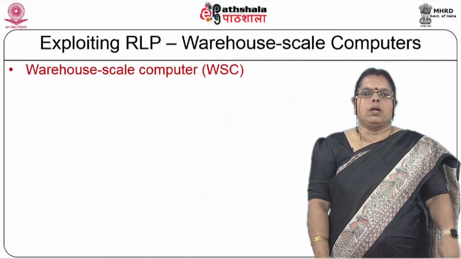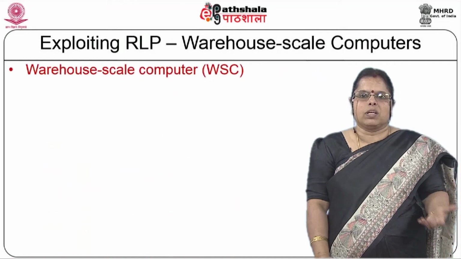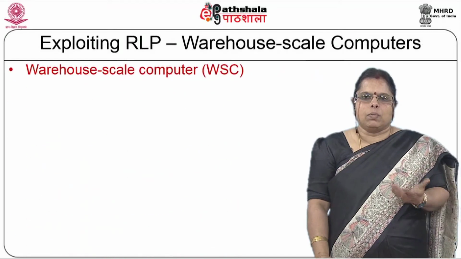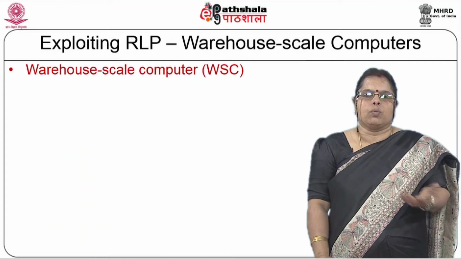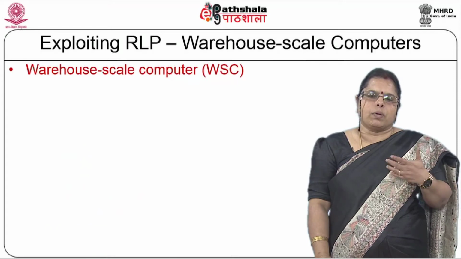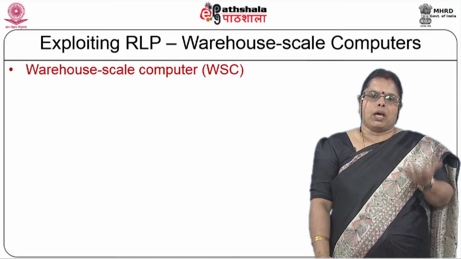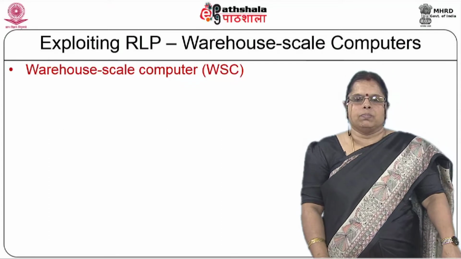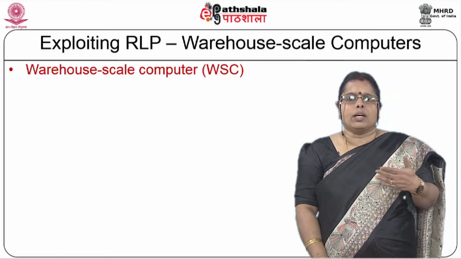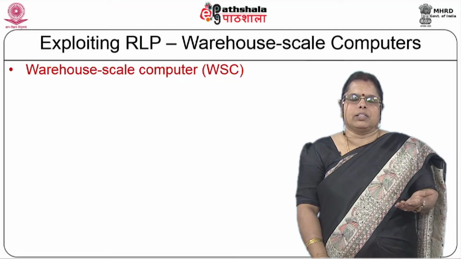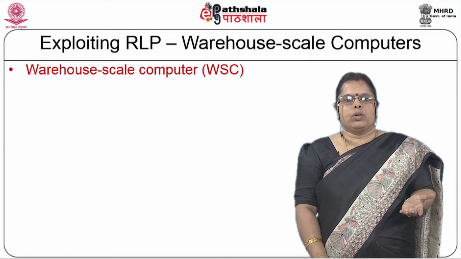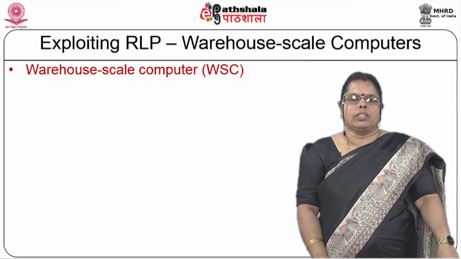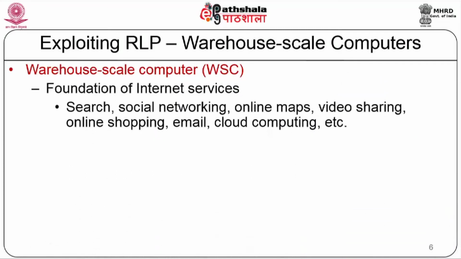Examples are when you have a server which has to cater to multiple transactions or multiple requests coming in. The type of parallelism that is predominantly available there is request level parallelism. So now we look at a completely different style of architecture, a warehouse scale computer, which is used to exploit request level parallelism.